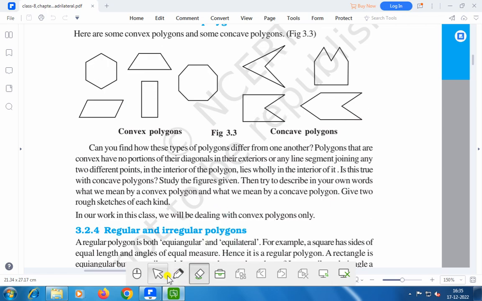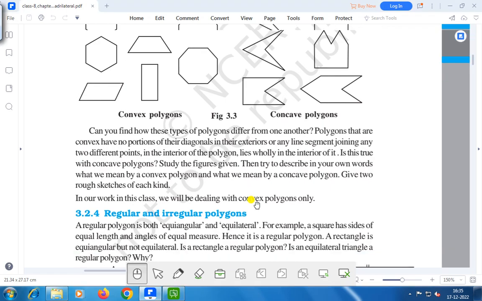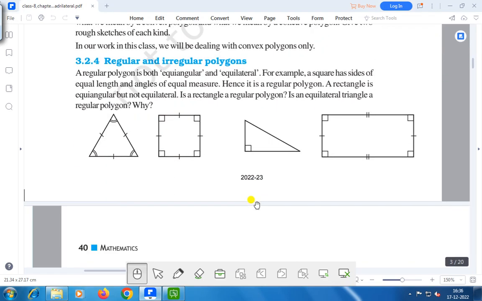Now read about regular and irregular polygons. A regular polygon is both equiangular and equilateral. Equiangular means having the same angles, and equilateral means having the same sides. For example, a square has sides of equal length and angles of equal measure. Therefore, it is a regular polygon.